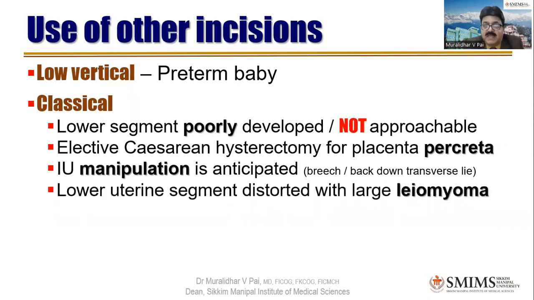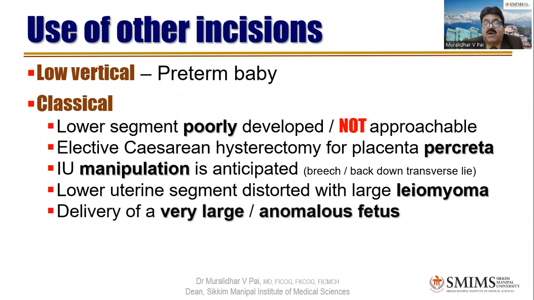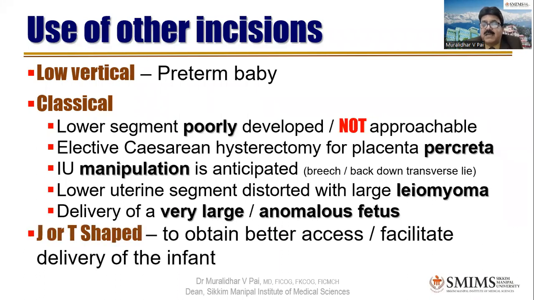Lower segment is distorted, or it has become very big because of a large myoma. You don't feel like putting an incision there for fear of huge bleeding, so you avoid that area and go for the upper segment. Or delivering a large baby or an anomalous fetus. Of course, nowadays we can deliver even conjoined twins, as I told you, I delivered through a lower incision only. But if you feel it is a very big baby, or there is a big problem like sacrococcygeal tumors and things like that, you can go for an upper segment. And then J-shaped or T-shaped, as I told you, to obtain better access or facilitate delivery of the infant.